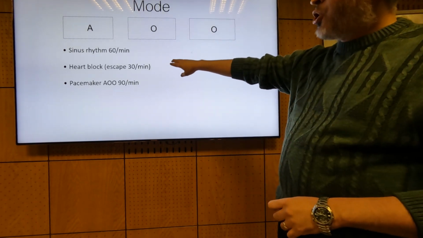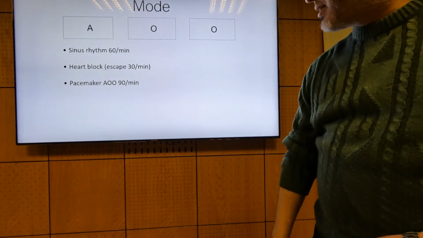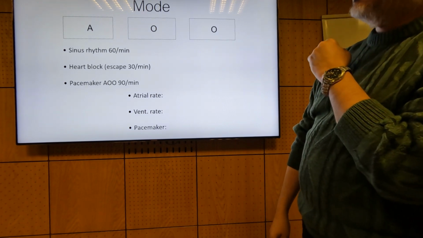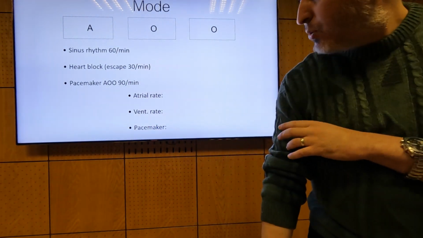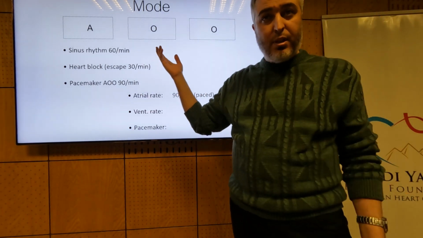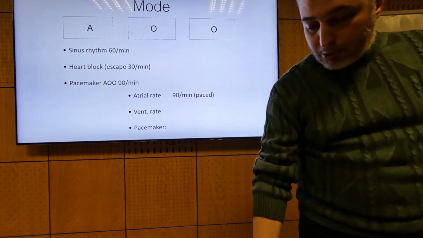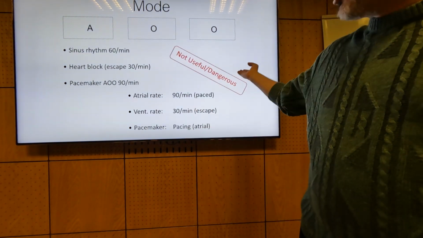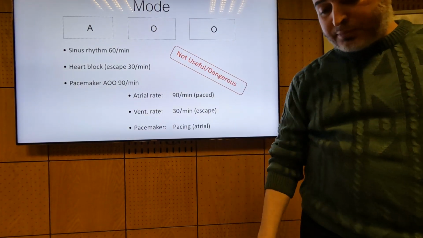Sinus 60, heart block, escape 30, AOO 90. What's the atrial rate? Pacing. Irregular. So the pacemaker is faster than the sinus rhythm. So what's the atrial rate? 90, which is paced. What's the ventricular rate? Escape still, because whatever you do in the atrium is not conducted to the ventricle. There's complete heart block. And the pacemaker is still pacing, so it is, again, not protective for patients with heart block. This patient may still die with the atrial pacing going.